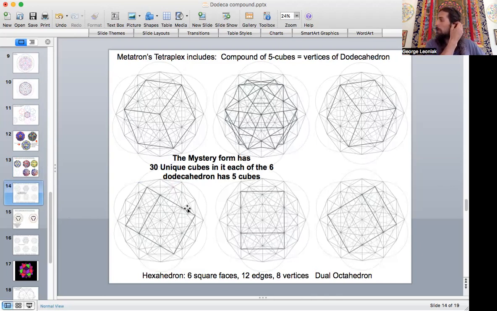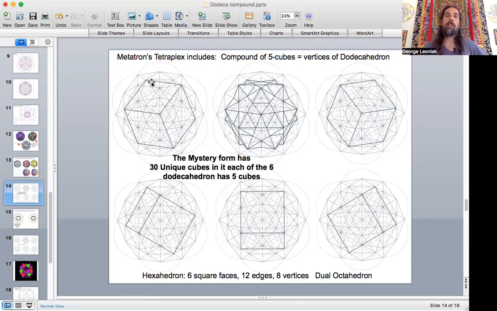Now, this is just a quick slide. Metatron's tetraplex is a video. It was an important video I did because it discusses about 30 forms that come out of this tetraplex, which is a 600 cell 4D version of an icosahedron that I found is the template that helps draw a multitude of forms. So this is my idea of an upgrade to the Metatron's cube idea.